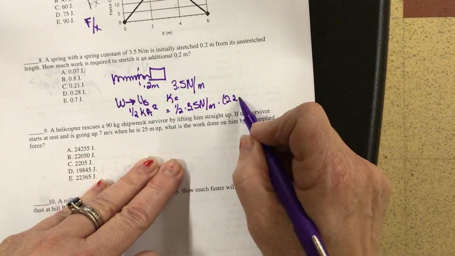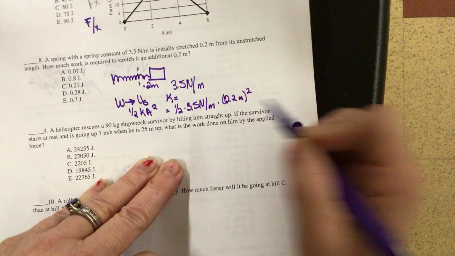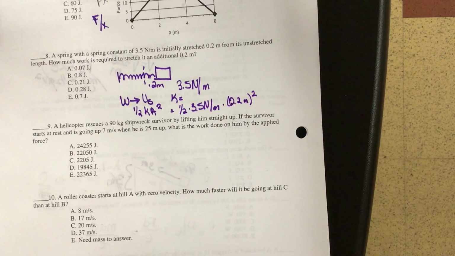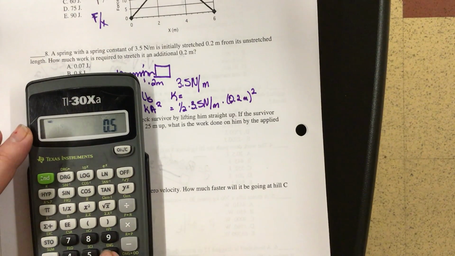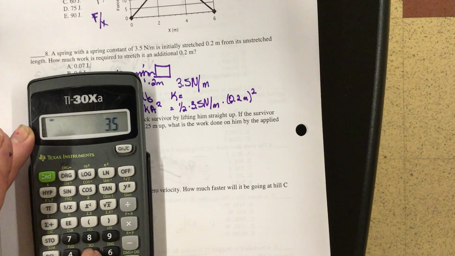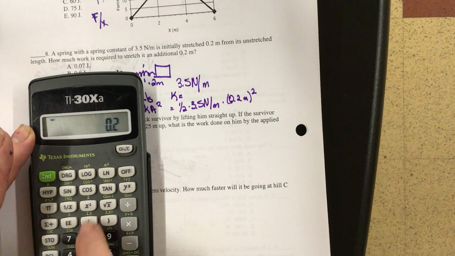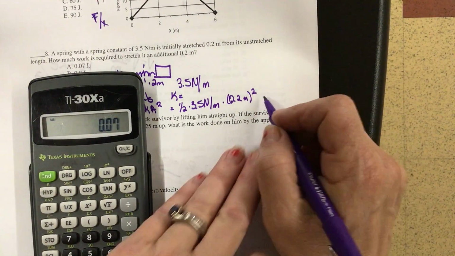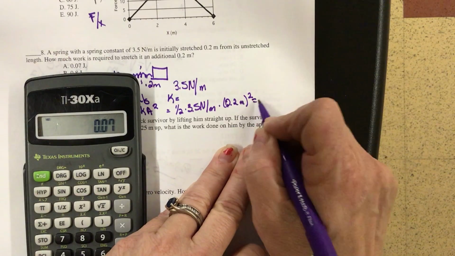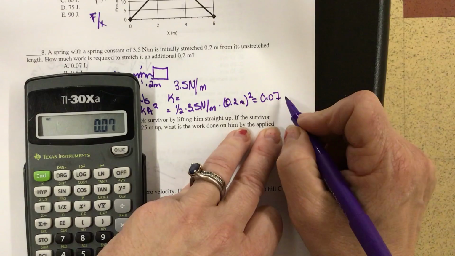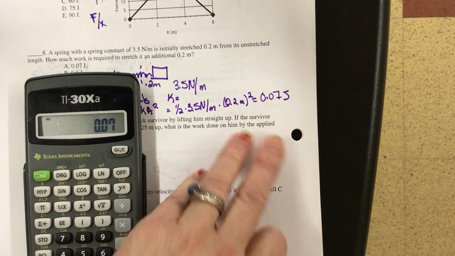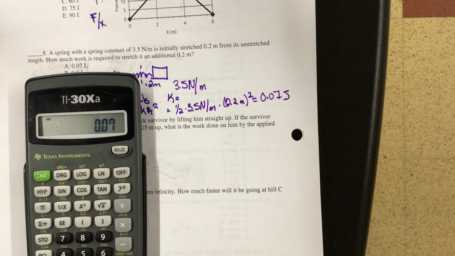0.2 meters, and that's squared. So far, so good. So 0.5 times 3.5 times 0.2 squared. So the total energy in the spring right now is 0.07 joules of energy. So far, so good, right?